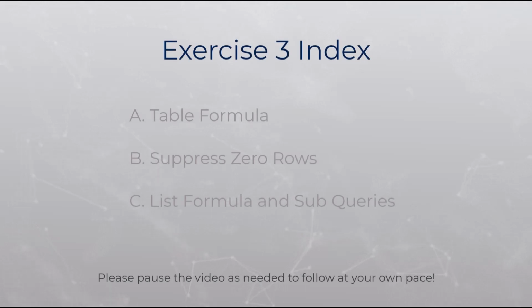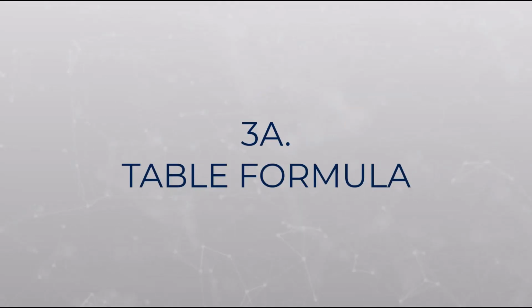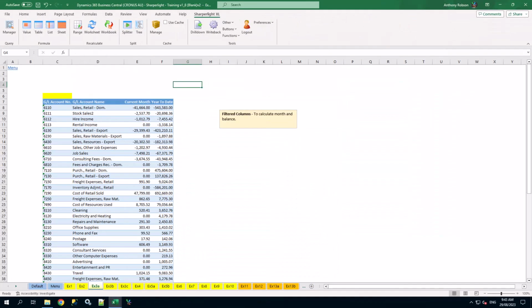Exercise 3 has 3 parts, A to C, with part A showing a table formula, part B showing suppress 0 rows, and part C showing list formula and subqueries. This exercise continues on the same workbook from the previous exercise. Open the sheet for X3A.